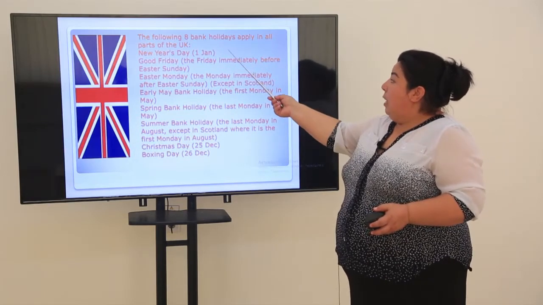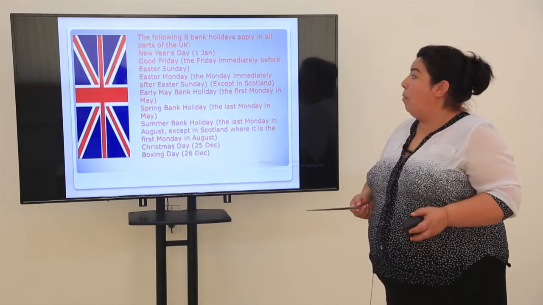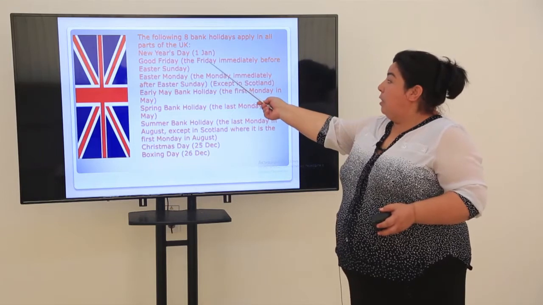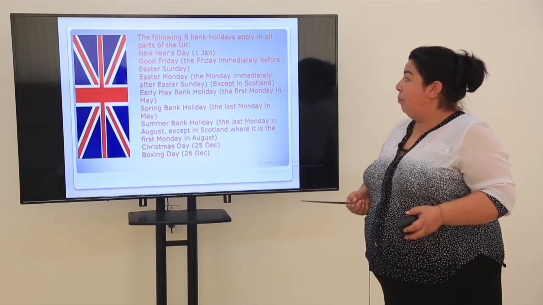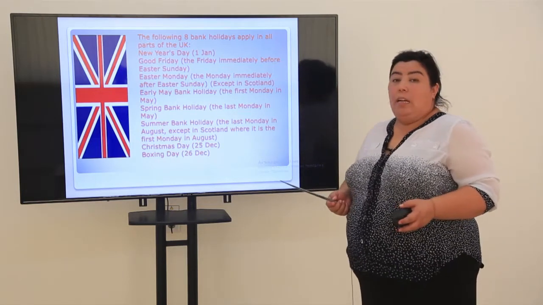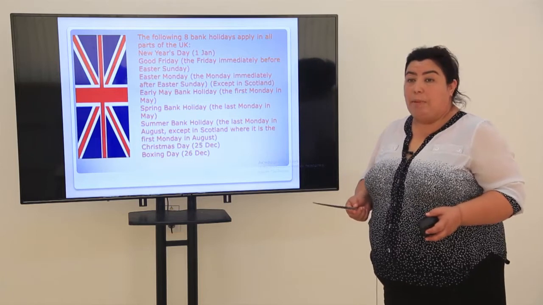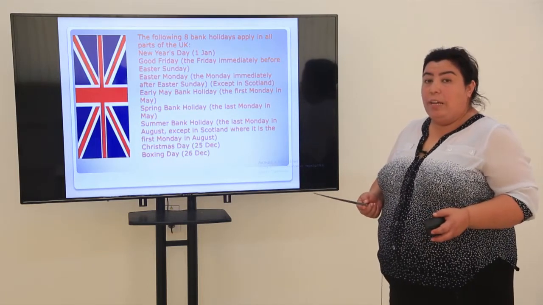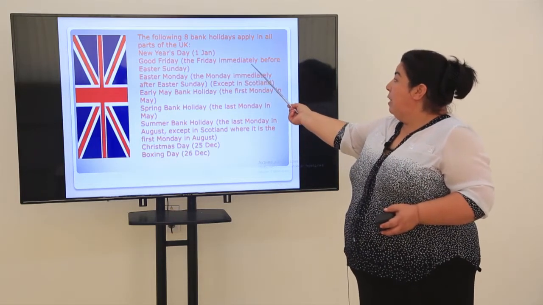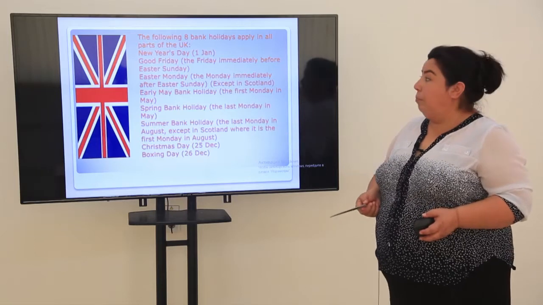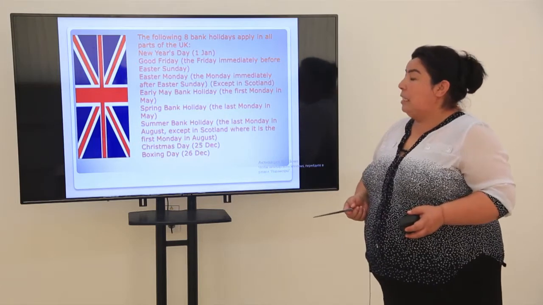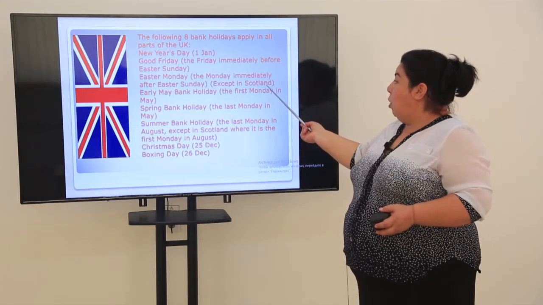The following 8 bank holidays apply in all parts of the United Kingdom. So, let's see. The first, New Year's Day. Everybody knows that it is celebrated on the 31st of December at night, and on the 1st of January, New Year's Day. Good Friday, it means the Friday immediately before Easter Sunday. Easter Monday, the Monday immediately after Easter Sunday, except in Scotland.